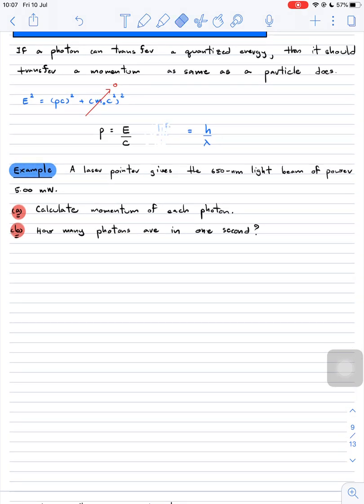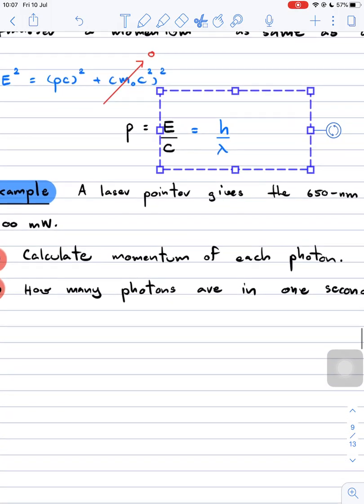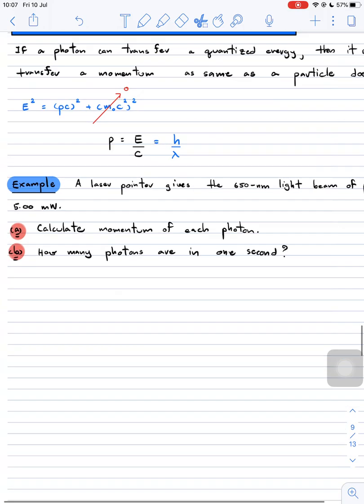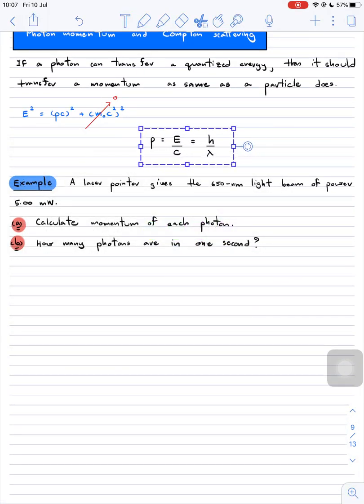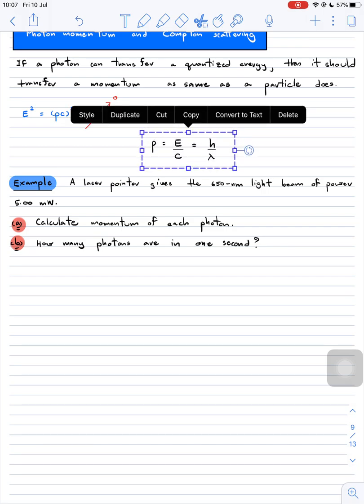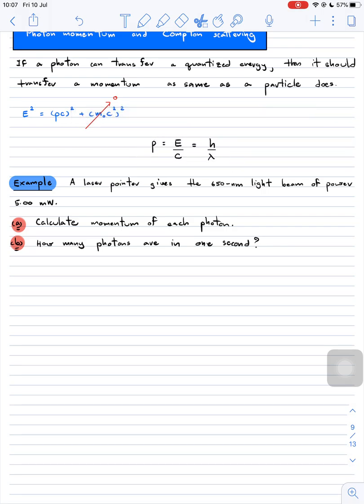So then finally we can say that the momentum of the photon equals the energy of the photon over the speed of light in vacuum, and that equals the Planck constant over the wavelength here.